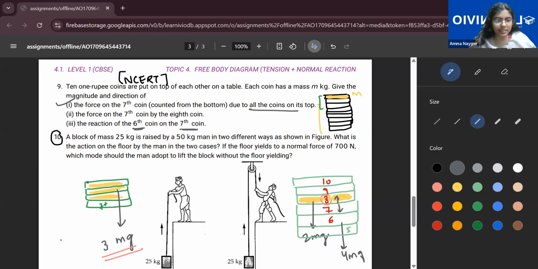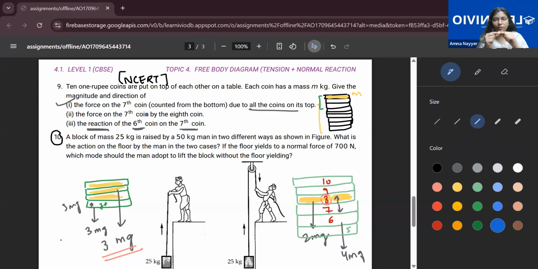This 7th one is having a force of 3 mg. Where is this 3 mg going? 3 mg is going towards the sixth coin. So this sixth one will exert equal and opposite 3 mg to 7, because this is asking for a reaction force, not the total force. Got it? Yes, ma'am.